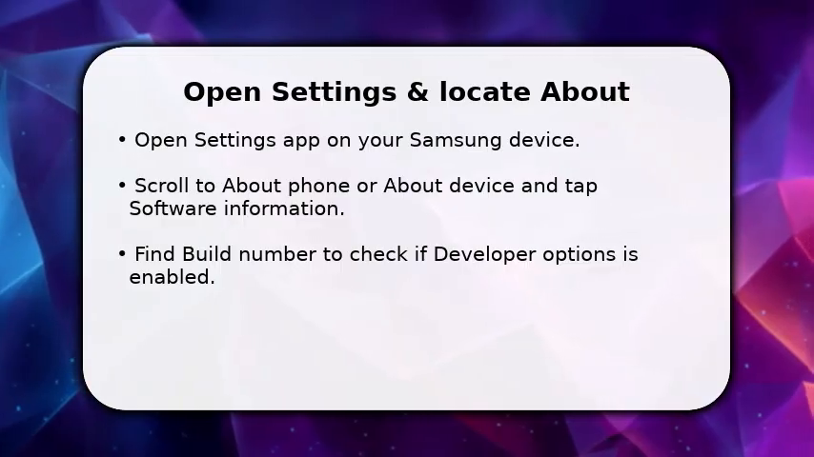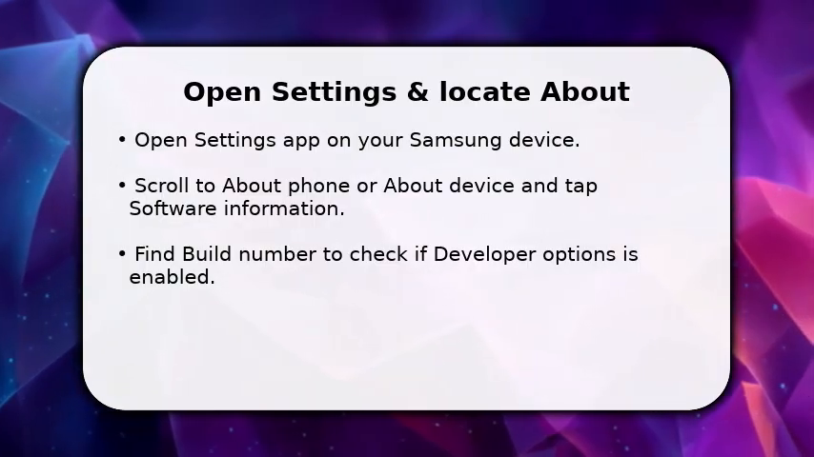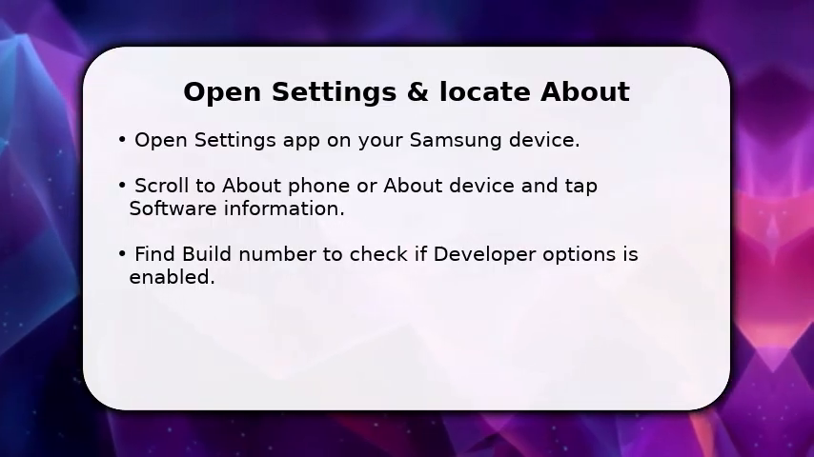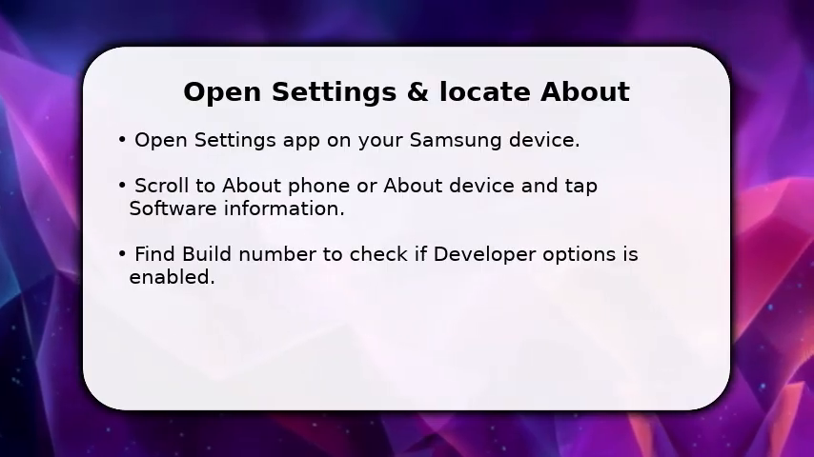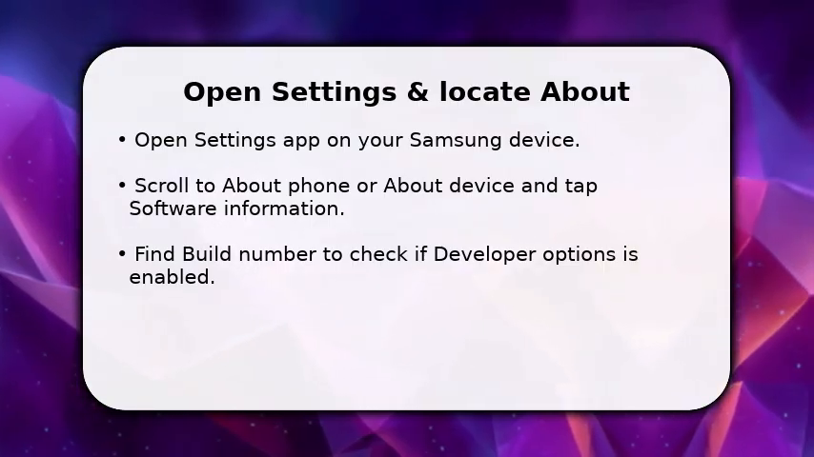You start in Settings because that's where Developer Options lives. Tap About Phone, then Software Information. This reveals Build Number. If Build Number is visible, you may already have Developer Options enabled, so make sure you note its presence. You're doing this now to remove Advanced Access later.